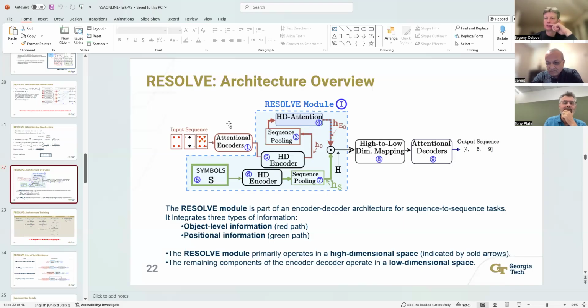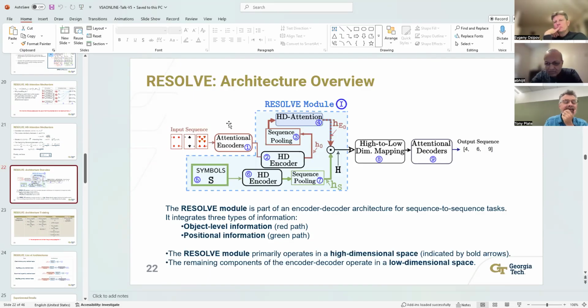Tony, you unmuted yourself. Yeah, really interesting stuff. I was wondering, have you tried applying this to the ARC problems, the abstraction and reasoning challenge? I didn't try, but I came across this challenge. Yeah, maybe this is the next step.